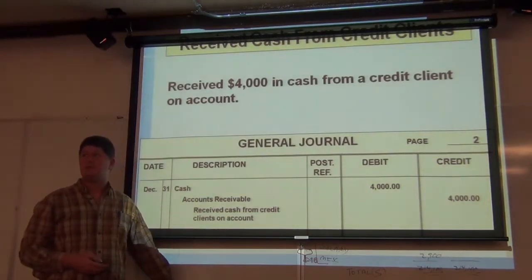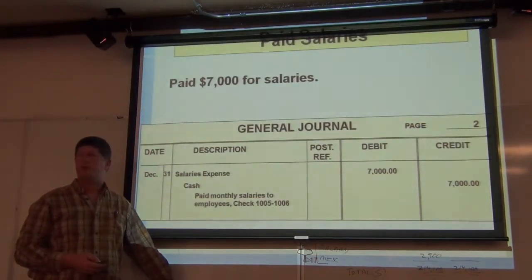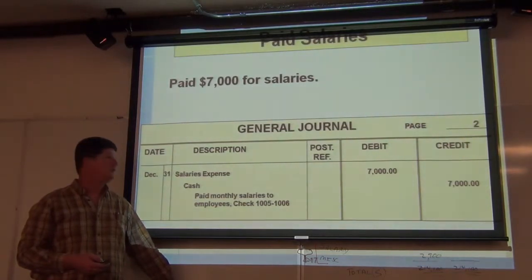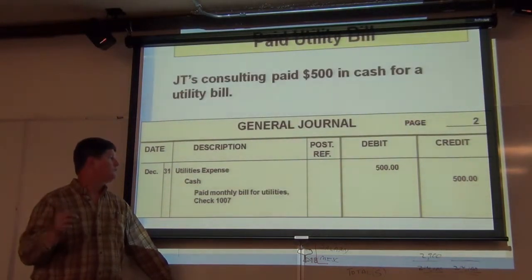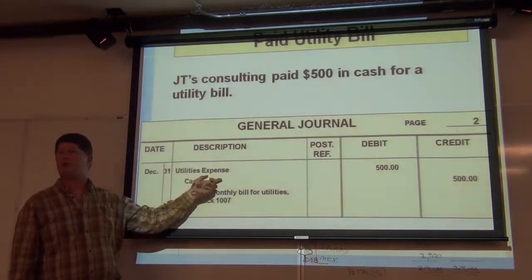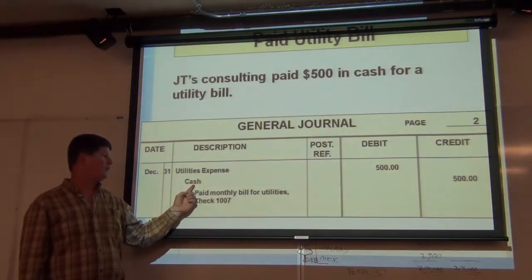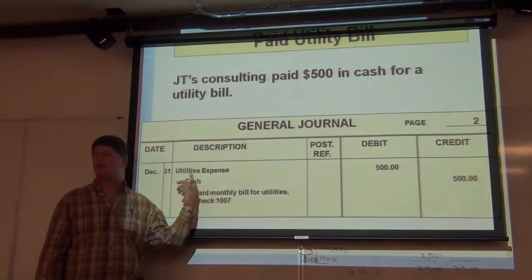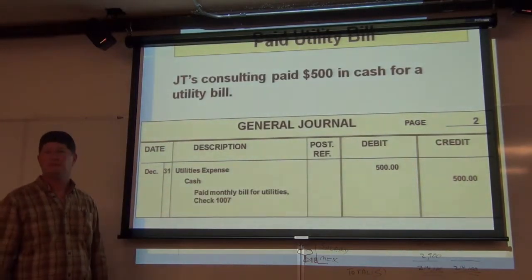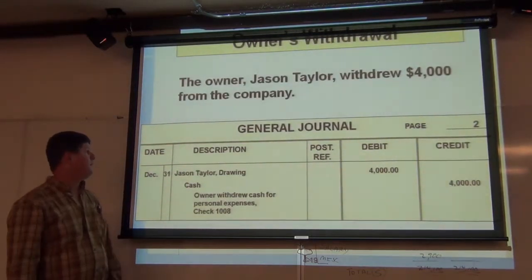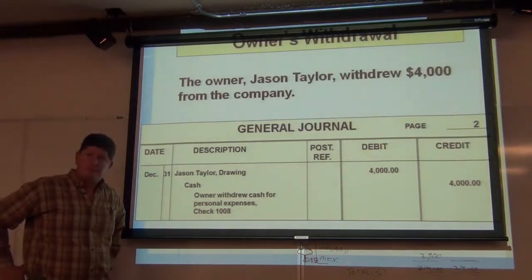Anybody else? How about you quiet people? No? All right. Here's another expense. Expenses are always debits. Paid for it in cash. Paid monthly utility bill. Check number 1007. Good. Straightforward.